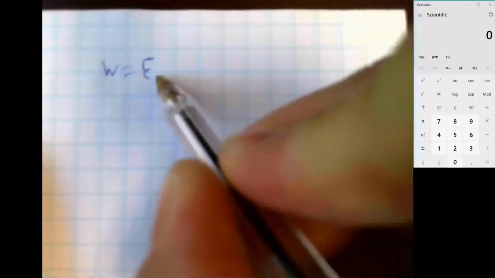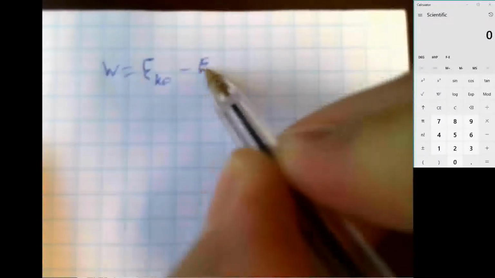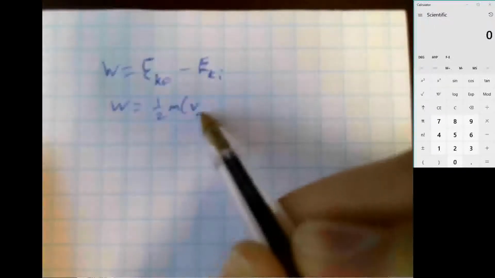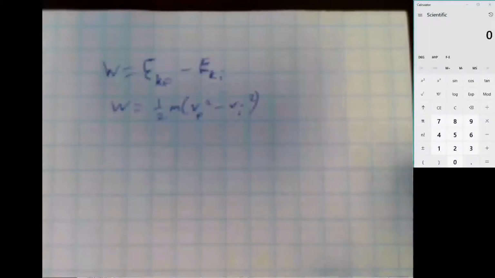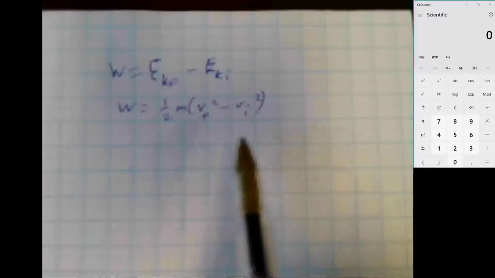So we have to figure out what the original velocity it was traveling at is. So we're interested in, our work equals EKF minus EKI. Our work also can be written as 1/2 m vf squared minus vi squared. We're solving for vi. So I'm going to rearrange this for vi.